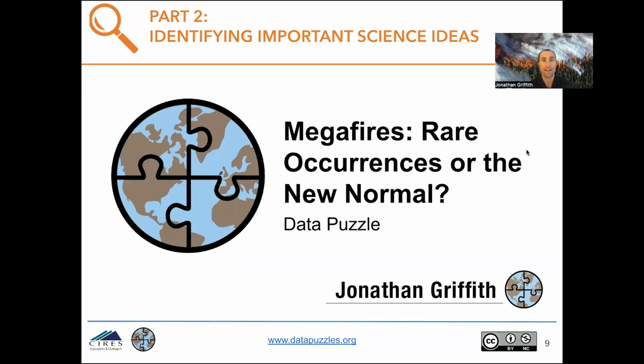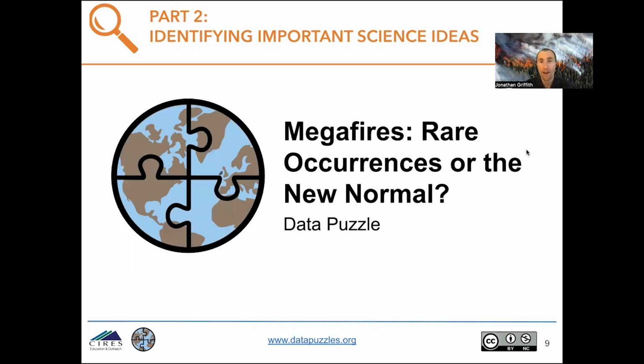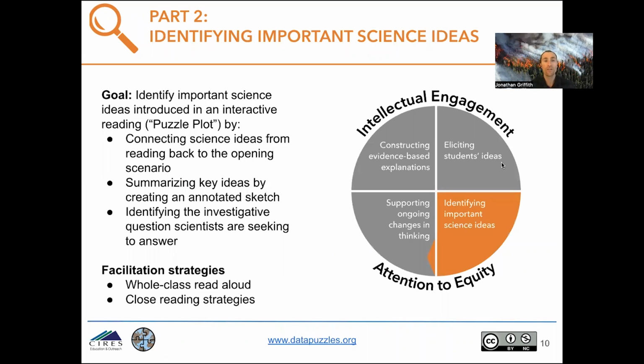To describe the Identifying Important Science Ideas practice in the context of the Megafires, Rare Occurrences, or the New Normal data puzzle. The goal of this practice is for students to identify important science ideas introduced in an interactive reading we call a puzzle plot. They're going to do this by engaging with the text and then connecting science ideas from the reading back to the opening scenario and the ideas that were elicited during that practice.